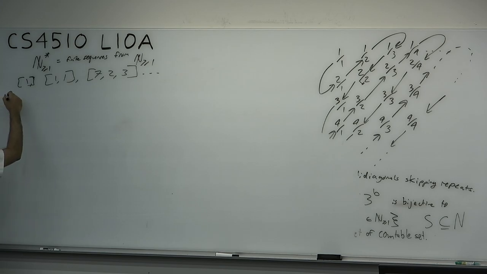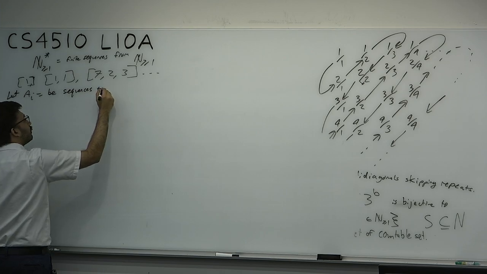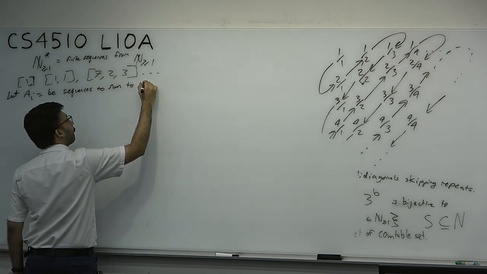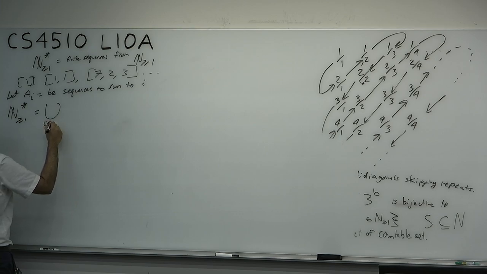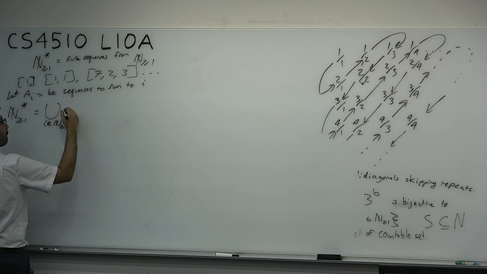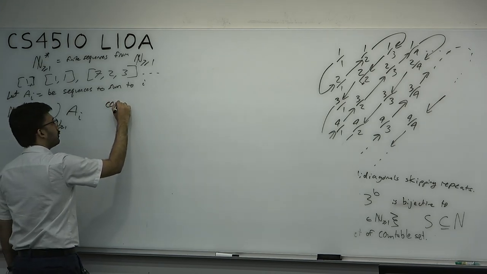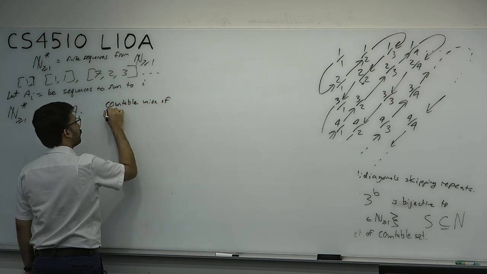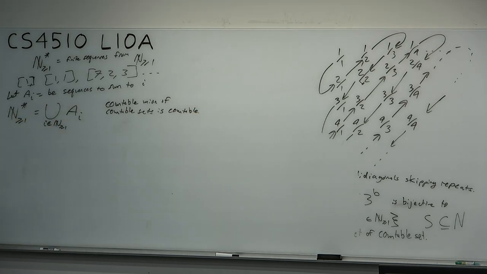First, let Ai be the set of sequences which sum to i. Every sequence sums to only one thing, so every sequence is only in one Ai. And every element sums to something. A countable union of countable sets is countable. Okay, that's the first way.